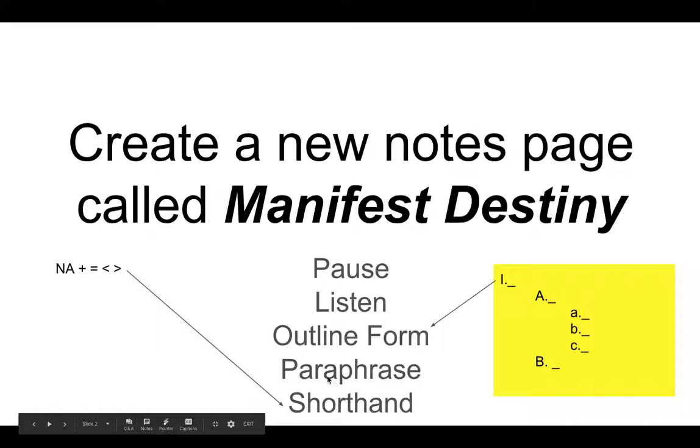Paraphrase, meaning use 6th grade words, not my fancy language. And shorthand, NA, the acronym for maybe Native American. Use plus signs, equal signs, arrows pointing up, down, left, right in order to indicate things. It allows you to move faster, and it's great practice for the future. All right, let's get started.